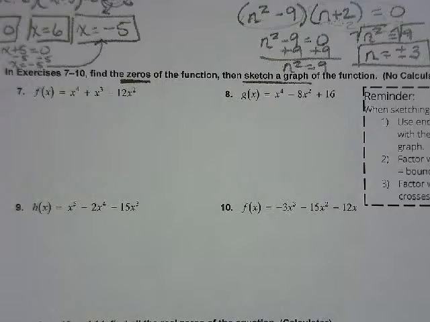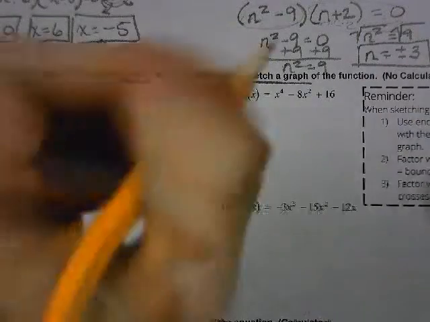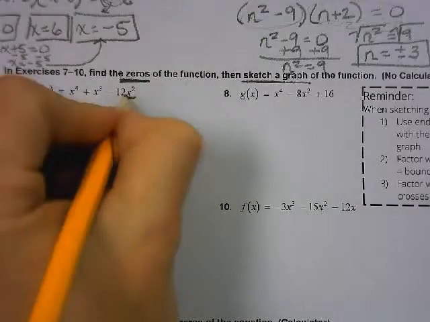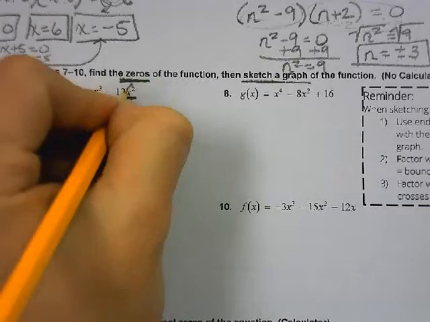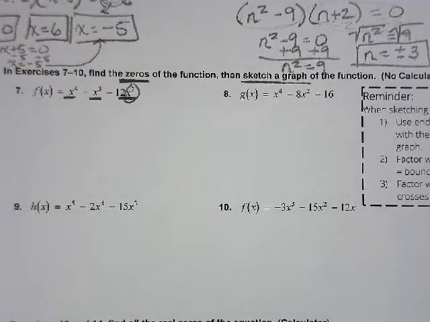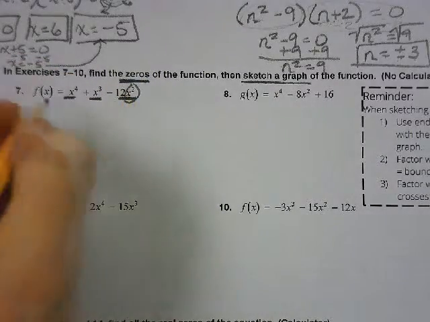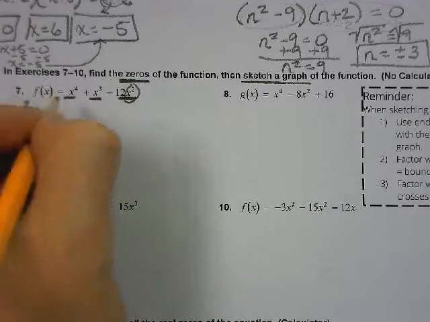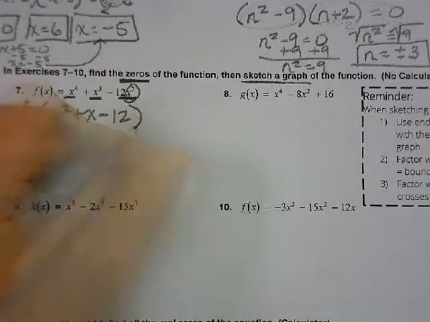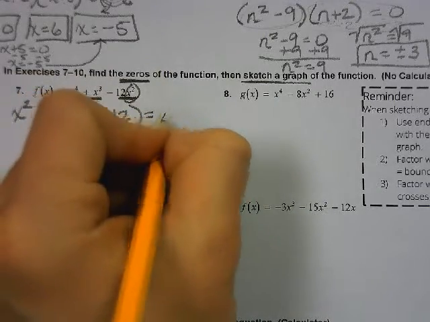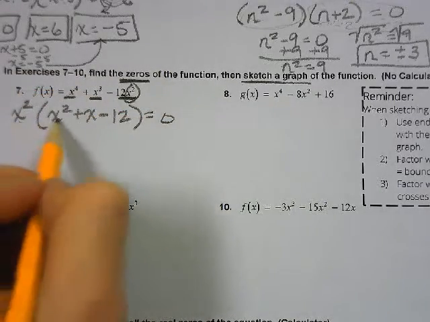First and foremost, I have x to the 4th plus x cubed minus 12x squared. The highest exponent that I can take out is this x squared. So if I divide by x squared, I'm going to get x squared plus x minus 12. Let's check and make sure we've done that correctly. X squared times x squared is x to the 4th. X squared times x is x cubed. X squared times negative 12 is negative 12x squared. Good.